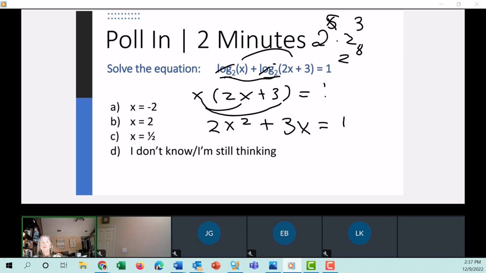All right, then you can factor. So what does that factor into? But you're guessing right. It's an intelligent guess. So thank you for guessing.